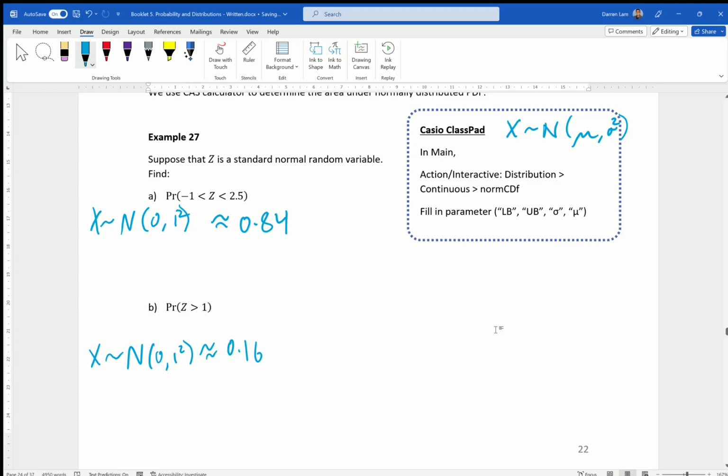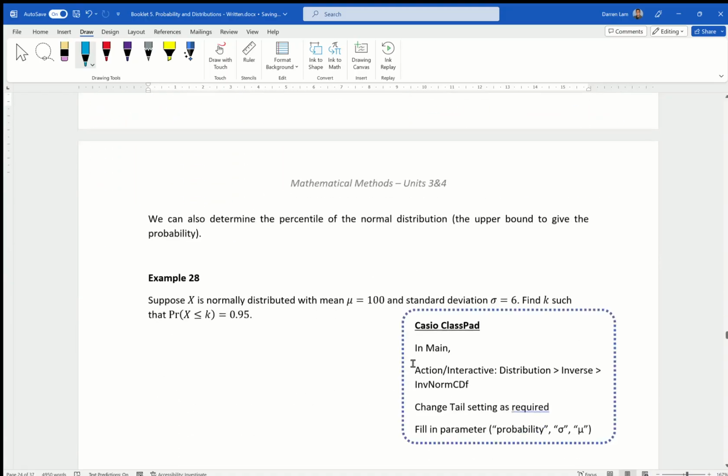Anyone having trouble with the calculator? Okay, turn the page. Turn the page. We've got 3 pages left. How are we going? Do we need a break?